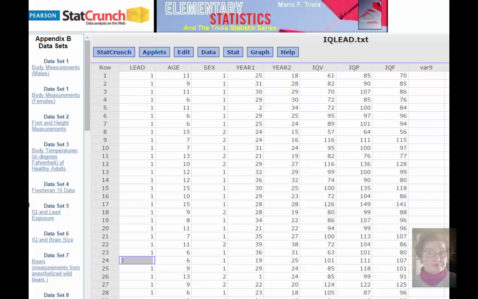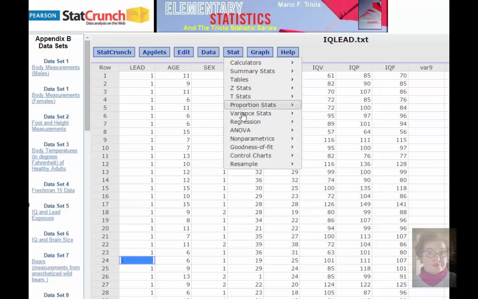Let's actually look at the data that's in one of the sets that came with your book, data set 5. I just opened it up in StatCrunch, and I want to look at the lead levels in this row, and I want to look at the IQP. Now I found this because I compared this data set to the table that was in your book, but I just want to show you how you would do this.